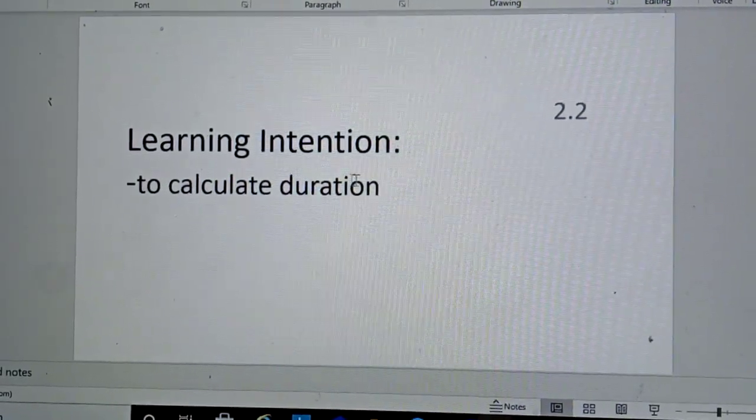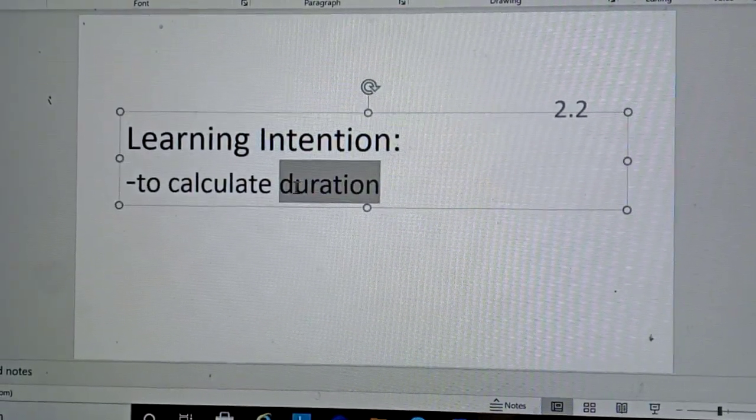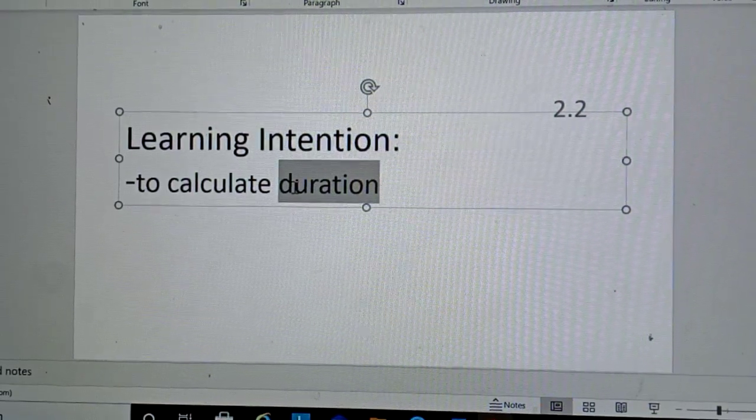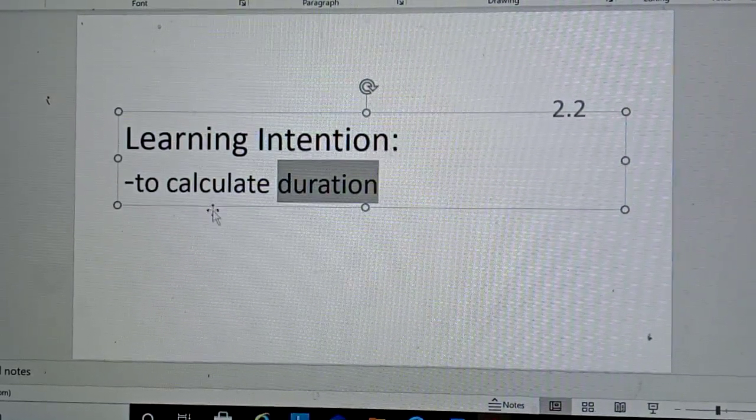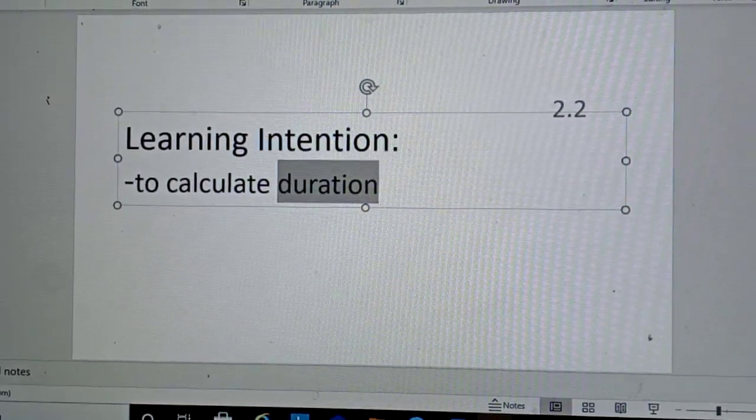Hiya, three. Today in maths, we're going to be looking at something called duration. And duration is how long something takes. And we're going to measure how long some things take.